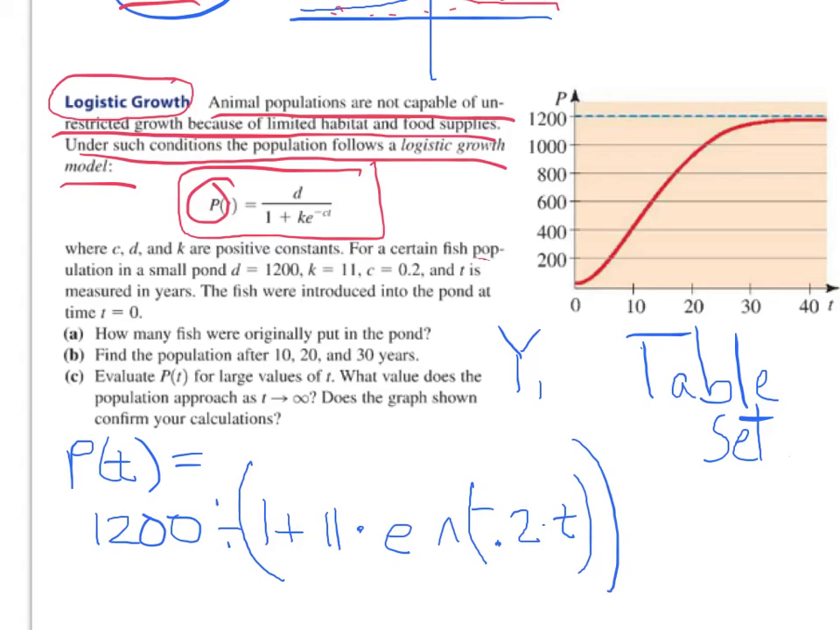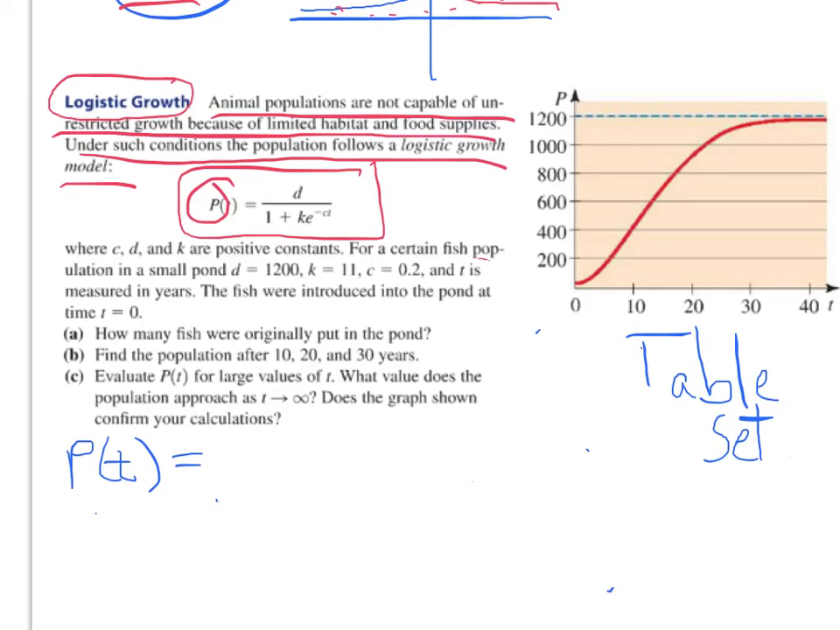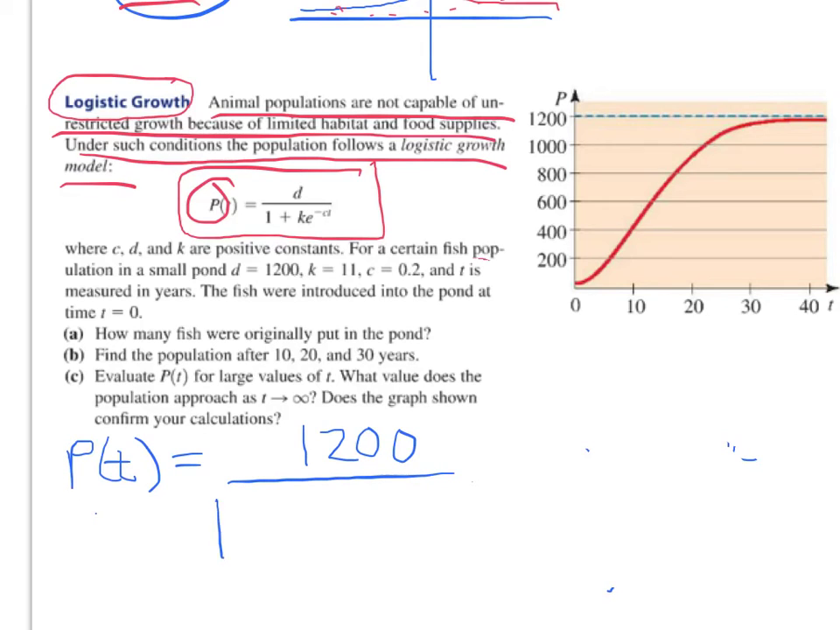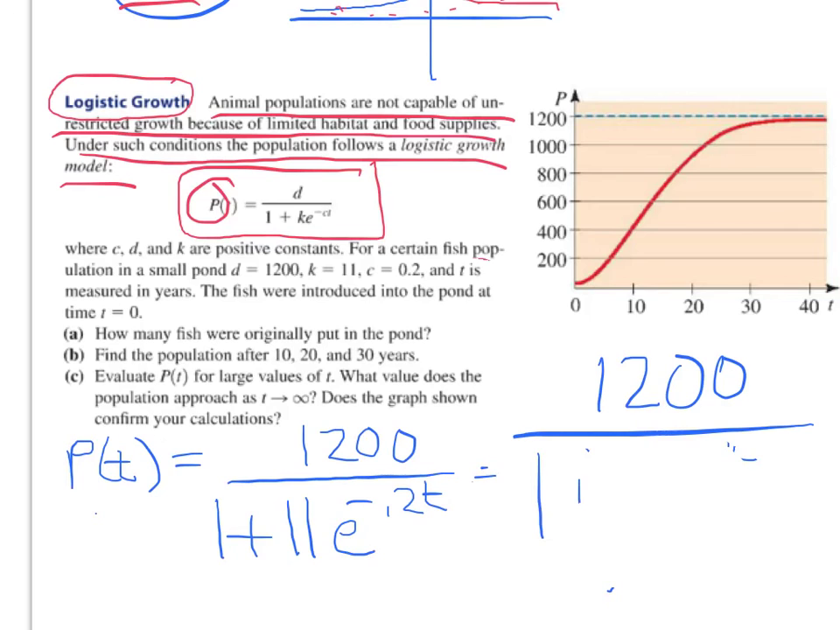Okay, for the last part of this problem, let's look again at our function in the regular way that we write these things. So we're going to write it up again as 1200 over 1 plus k is 11. And it says e to the negative 0.2 times t. So what I'm going to do is rewrite this so that I have a positive exponent, because I want it to be really obvious what's going on here. So 1 plus 11 over e to the 0.2 times t.